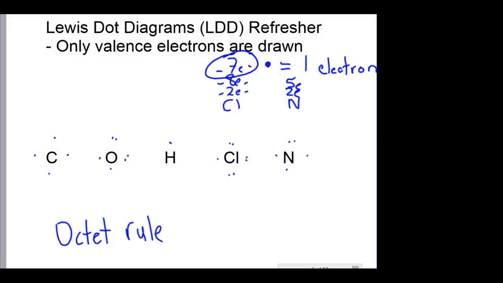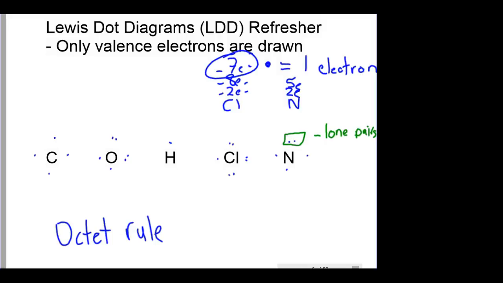Within these Lewis dot diagrams, you will see electrons which are paired, meaning there's 2 dots together, versus electrons that are on their own. Electrons that are paired are given the name lone pairs. These pairs will not be involved with bonding whatsoever. Okay?